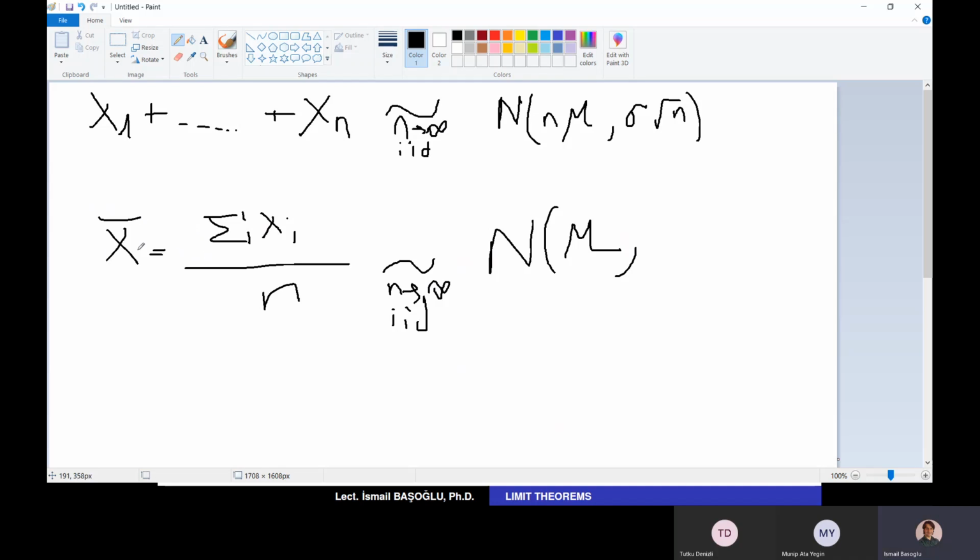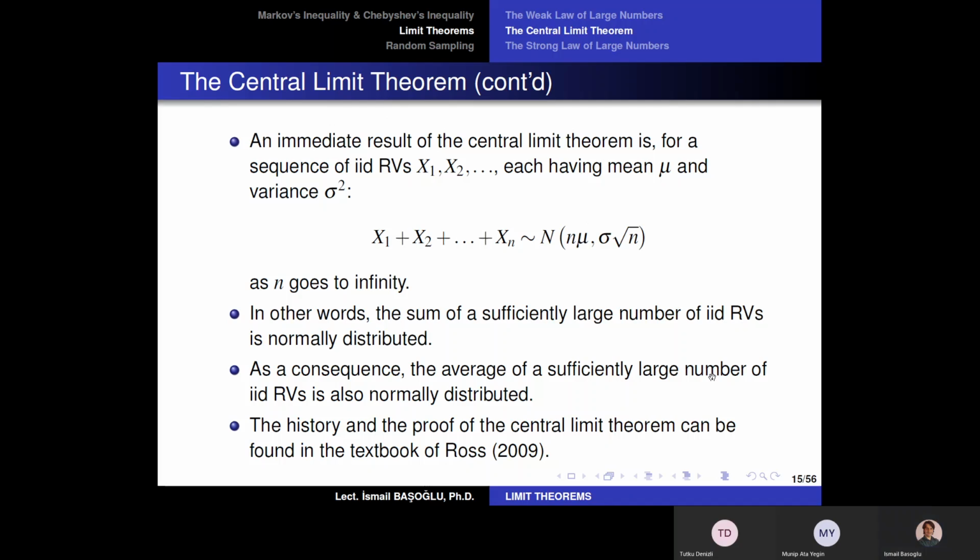So remember, what is the variance of x bar? You can take 1 over n outside the variance. It is going to be 1 over n squared times the variance of that value. And the standard deviation is going to be 1 over n times sigma square root of n. That is going to be sigma over square root of n. Okay. So both the summation and the average of independent and identically distributed random variables are normally distributed, but with different parameters here.